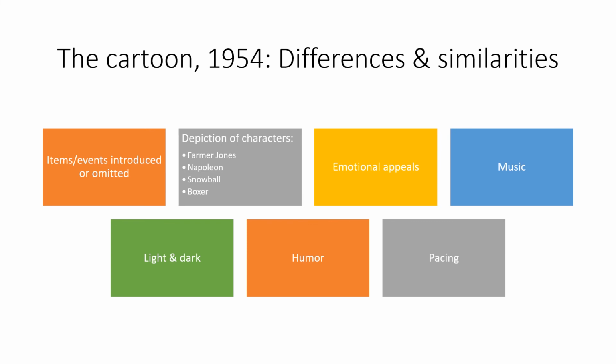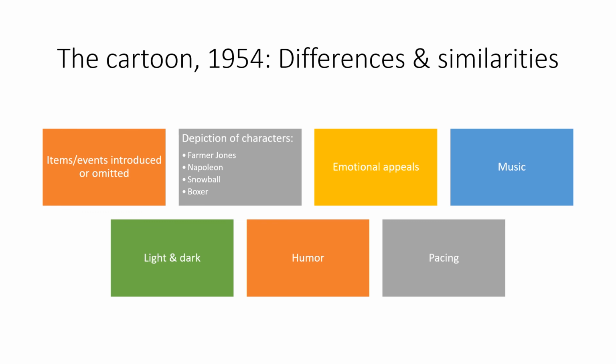So let's move on to the cartoon. Thinking about the cartoon, an option will be for you to write a review of the cartoon for paper 2. What items or events are introduced or omitted in the cartoon that are maybe different from the book? How are characters depicted? Farmer Jones, Napoleon, Snowball, Boxer, they might be perfectly in line with your imagination, but are they different?